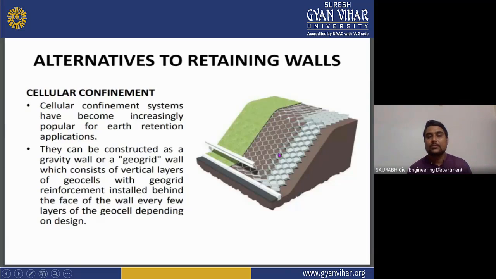Now we will also know about the alternative of the retaining wall. Cellular confinement systems have become increasingly popular for earth retaining applications. They can be constructed as a gravity wall or geogrid wall, which consists of a vertical layer of geocells with a geogrid.